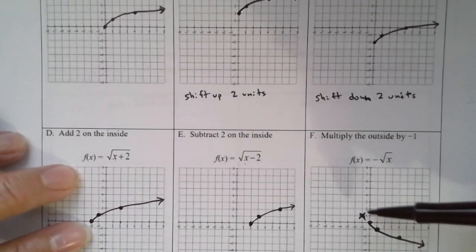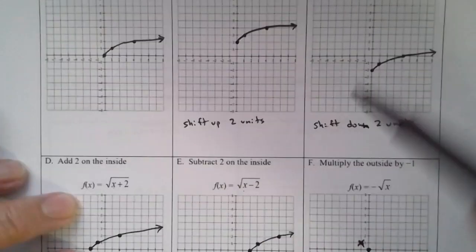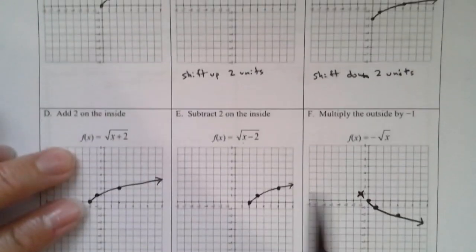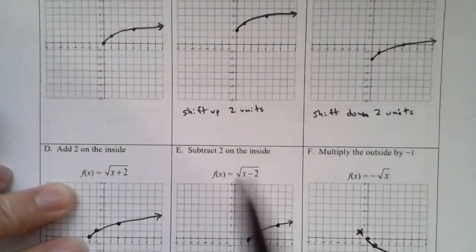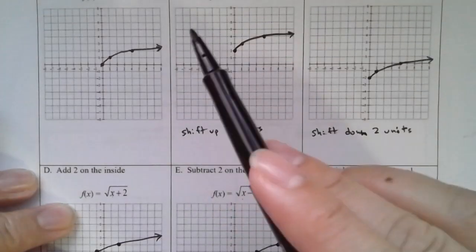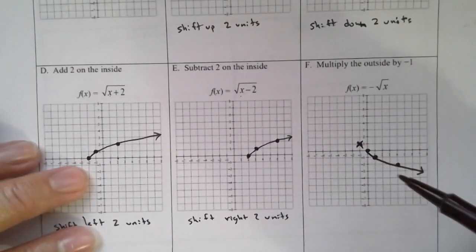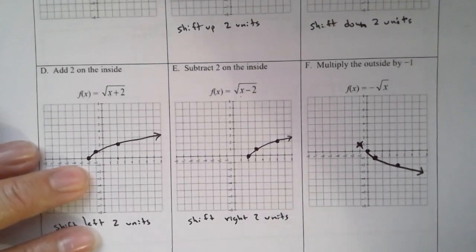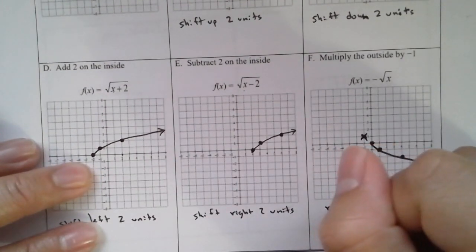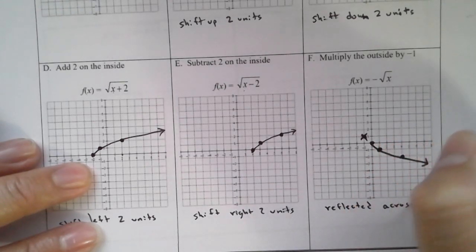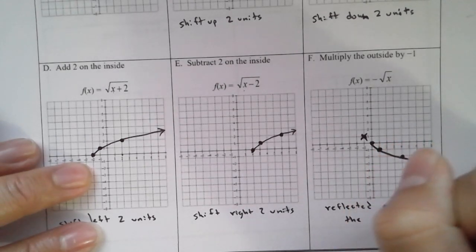I'm still going to the right. All of these are going to the right. I'm still going to the right in this last one. But instead of going upward towards the positive infinity on the y, I'm going towards the negative of the y's. So this one reflected across the x-axis.